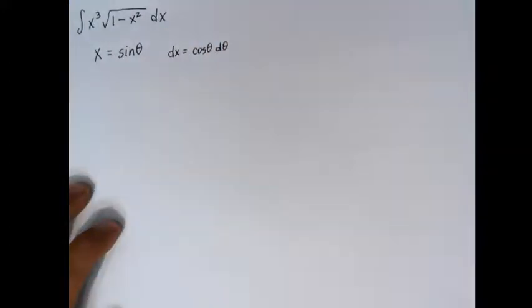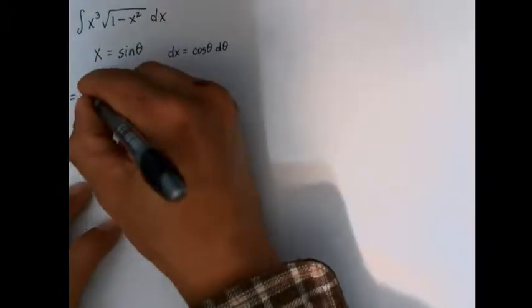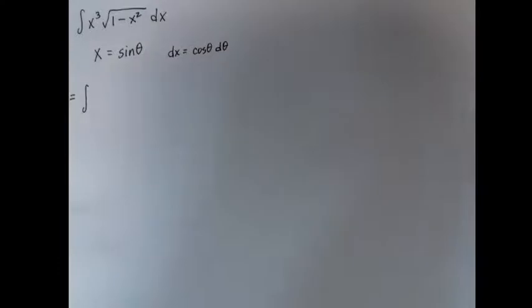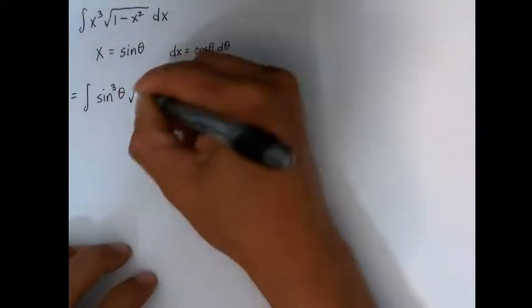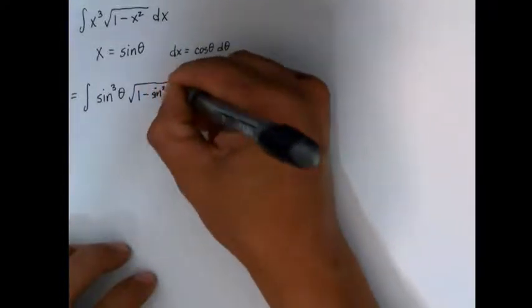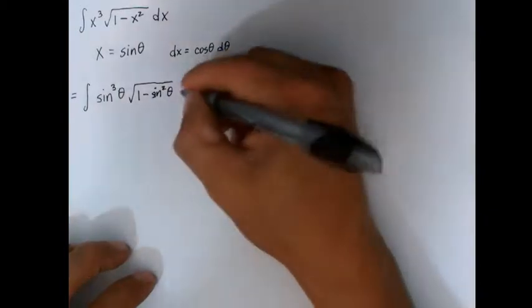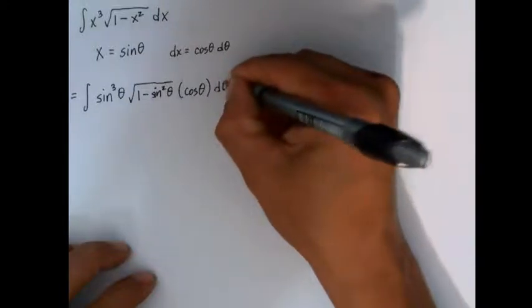Okay. So now, when we substitute these two values in, we get a fun integral. So x is sine theta, so we'll have sine cubed theta times the square root of 1 minus sine squared theta, and dx is cosine theta d theta.